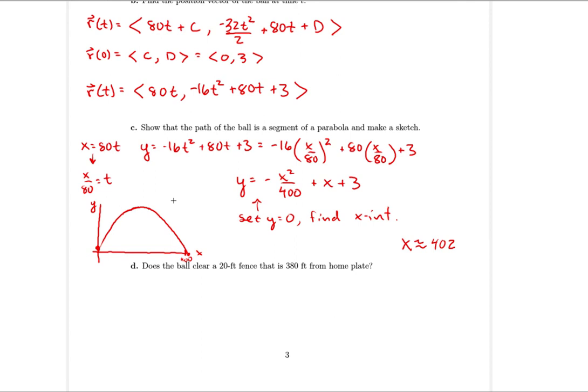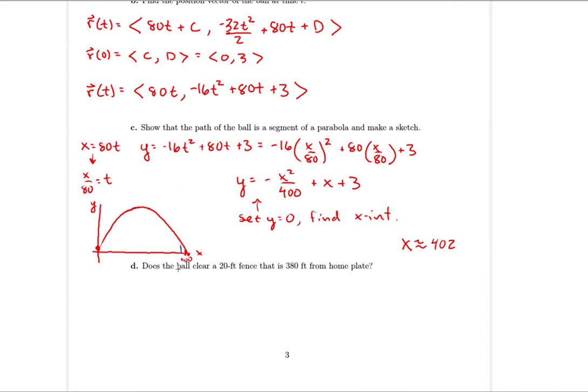All right. So the last question here is a nice practical question. If you're a baseball fan, does the ball clear a 20-foot fence that happens to be 380 feet from home plate? So in other words, if I draw a fence right here at 20 feet high, and it's supposed to be at 380, does it look like that, or does the fence go a little higher and the ball bounces off of it?